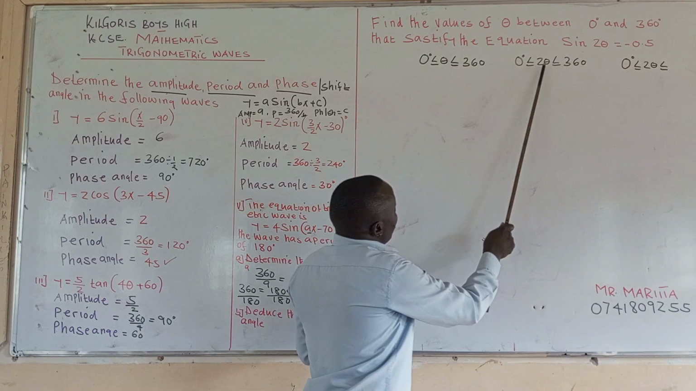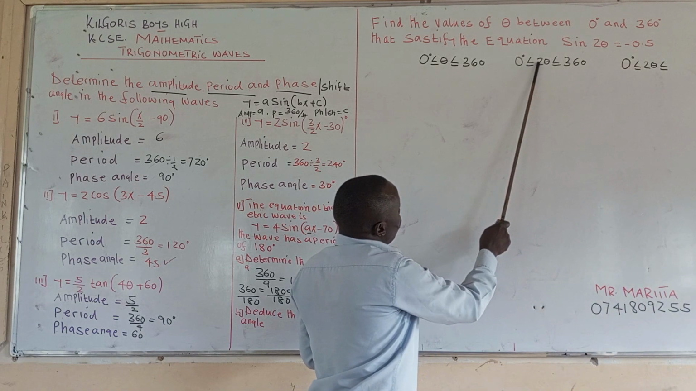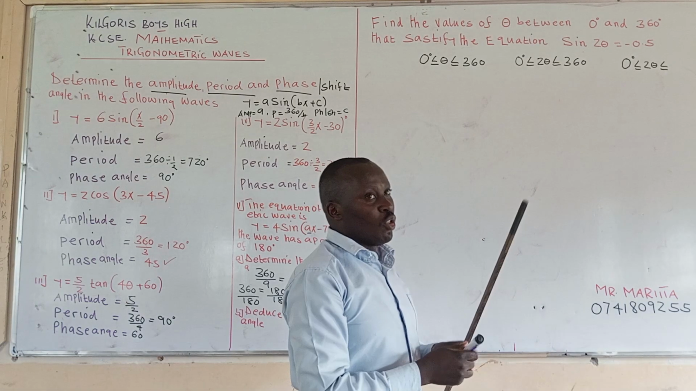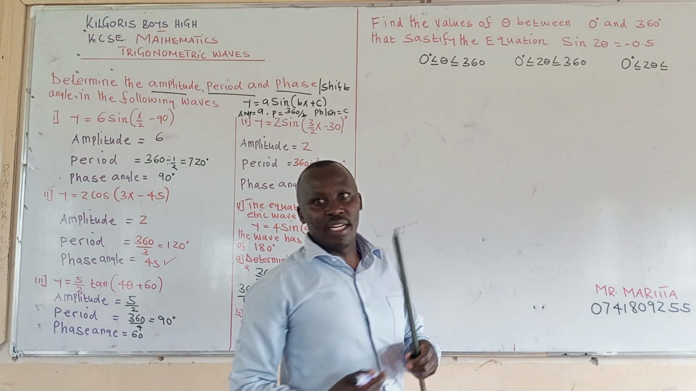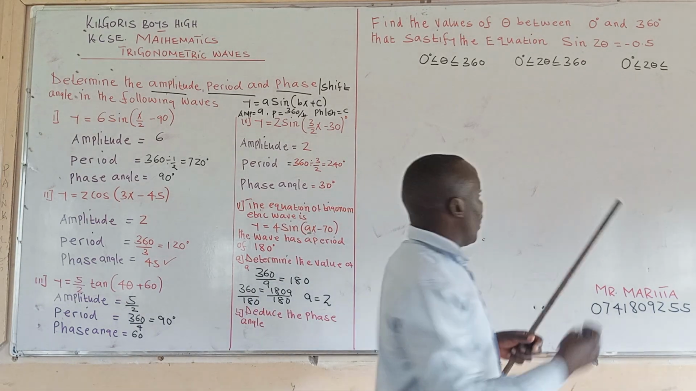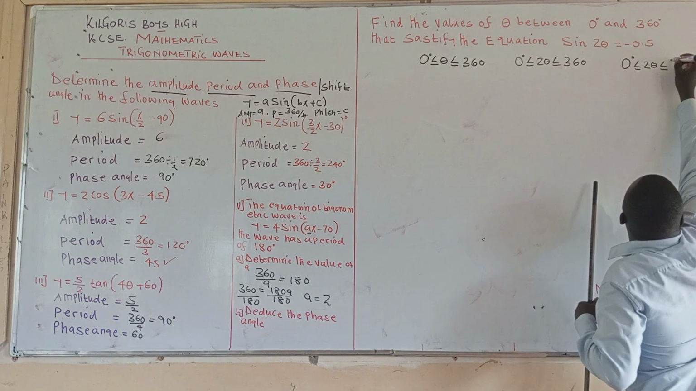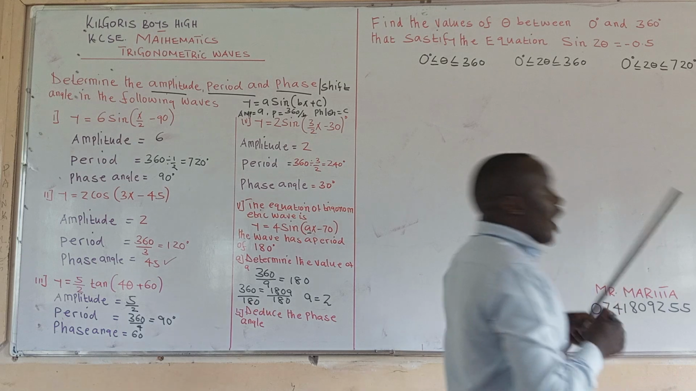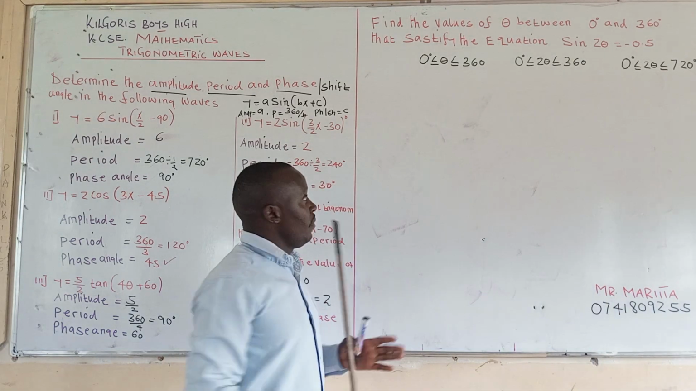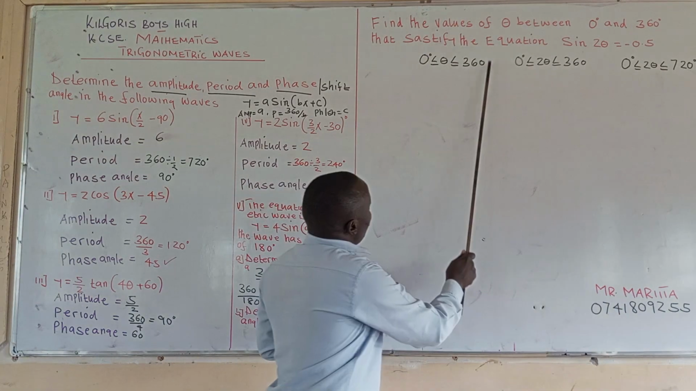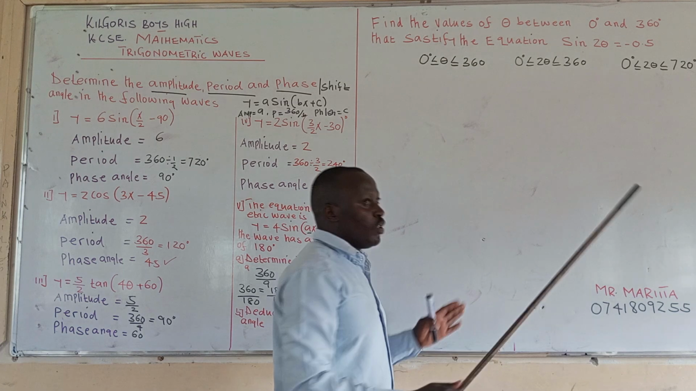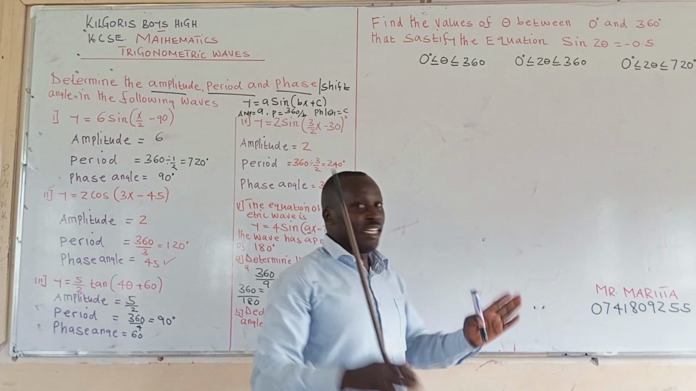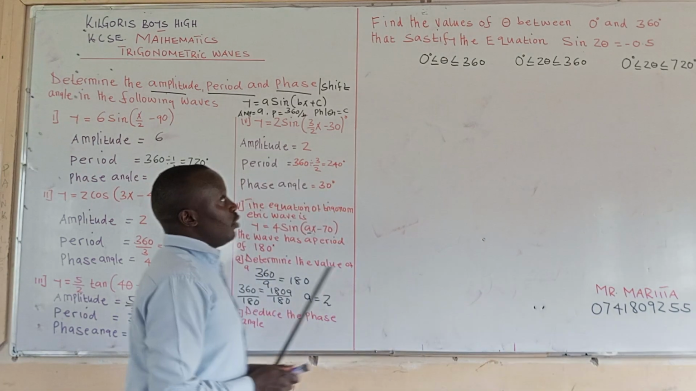When theta is 360, we take 2 times 360, which gives us 720. So our range now changes from 0 to 360 to 0 to 720. Now let us solve the problem.